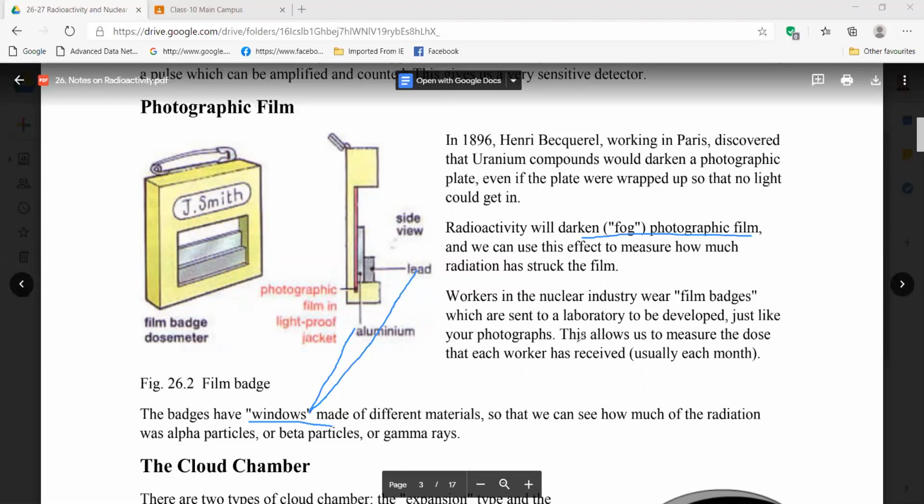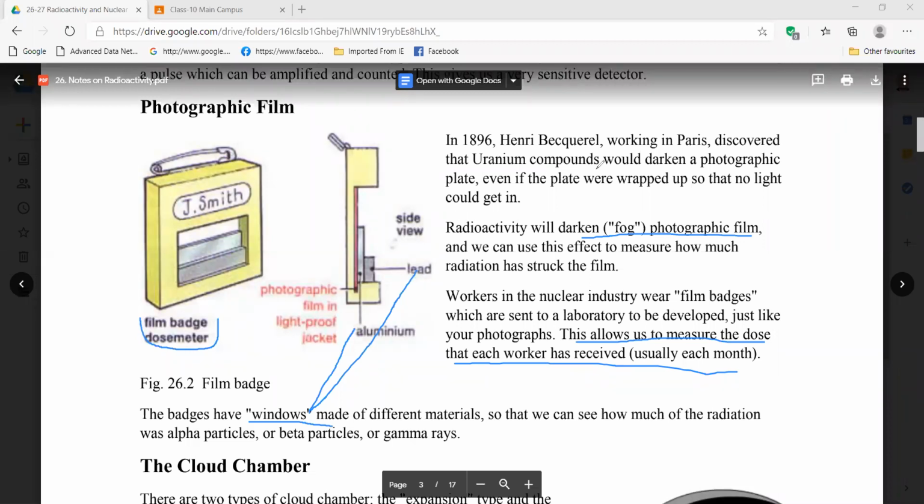So they are taking this for a month. The film badge dose meter is replaced after 1 month. For 1 month they check the reading, and then replace it with a new one. So, is this clear to you? Photographic film. Hello. Yes, sir. Yes, sir.